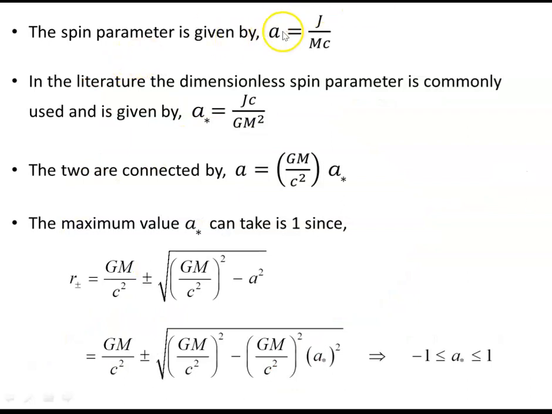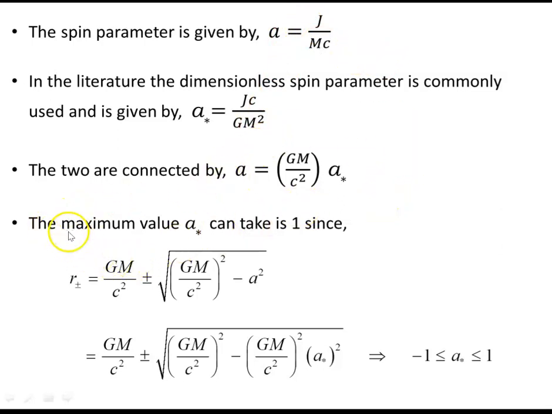Okay, now the spin parameter is given by a as J on Mc. Now in the literature, what's most commonly quoted is the dimensionless spin parameter, and that's given by a star as Jc on GM squared. Now the two are connected by this relation here. a is GM on c squared times a star, and if you were to multiply this object here by GM on c squared, you would see that the gravitational constants cancel. The c up here would cancel, leaving just one down here. This M up here would cancel one of these down here, and then you'd just be left with a as J on Mc. So that's how the two are related.